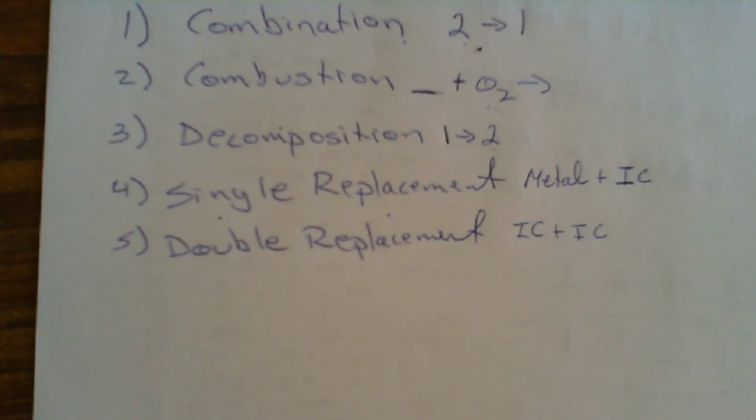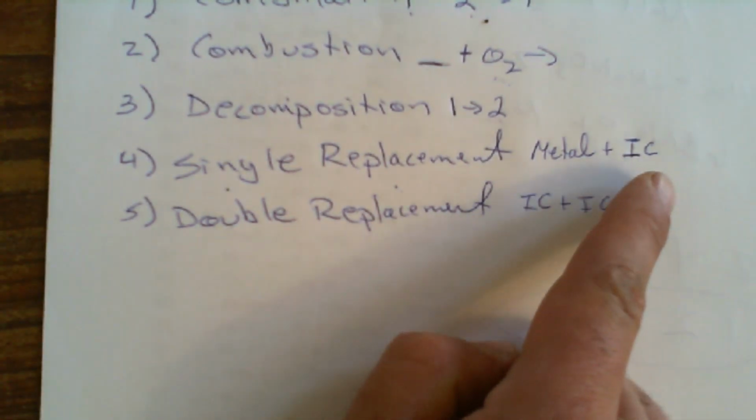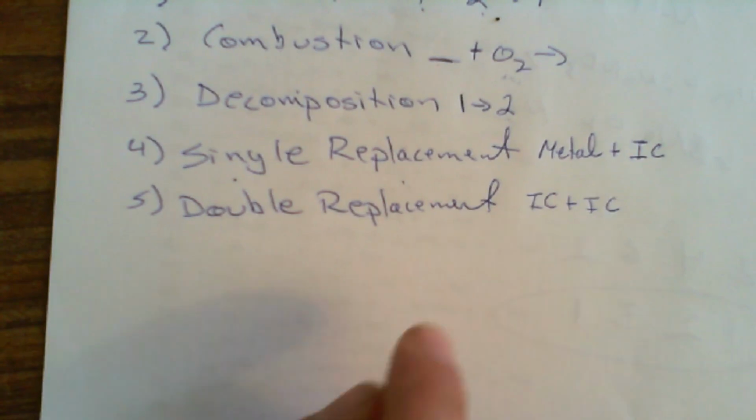And finally, we had single and double replacement reactions. The single is when you have a metal plus an ionic compound, and a double is when you have 2 ionic compounds reacting together. So that's that.